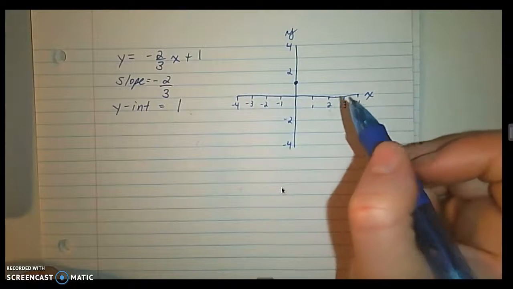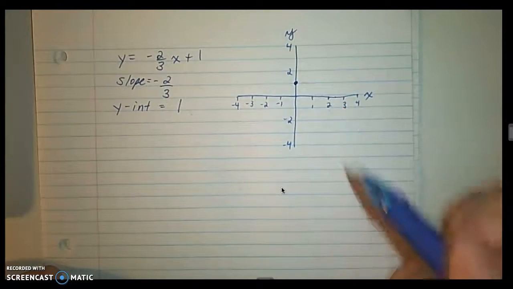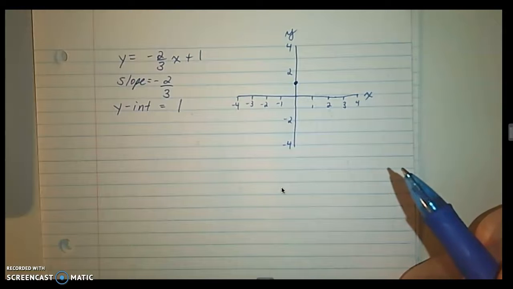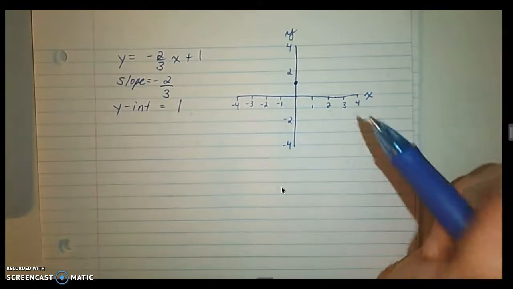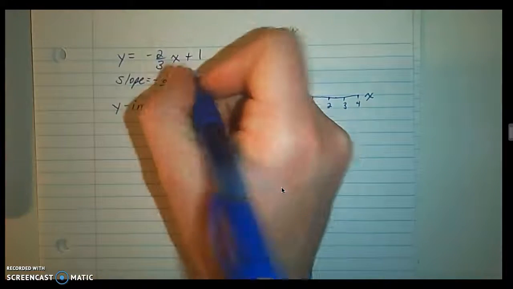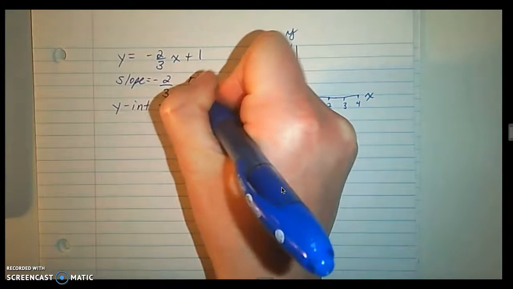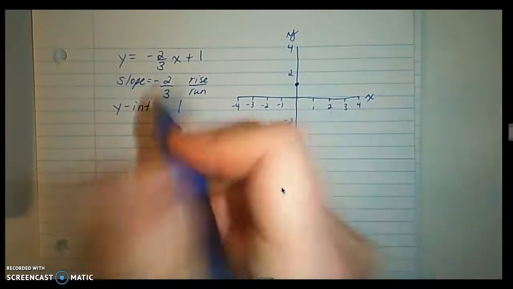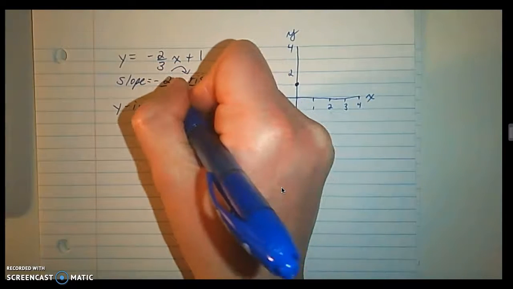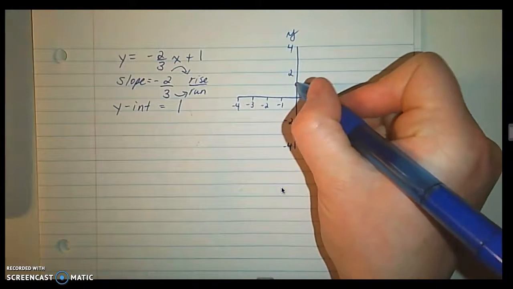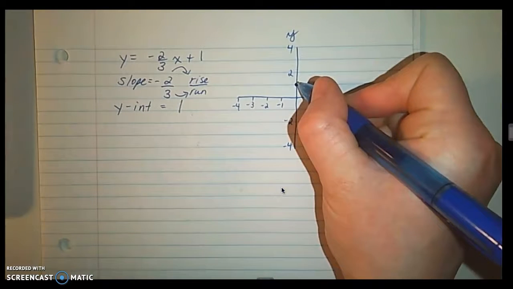Okay, so the slope, I read it as negative 2 over 3. Now, if you put that into your calculator, you're going to get like 0.66667, which is not that helpful of a number. It's actually more useful to read the slope as rise over run. Okay, so I'm going to say my rise is negative 2 and my run is 3. So what that tells me is if I already know one point, I can locate another by going down 2.